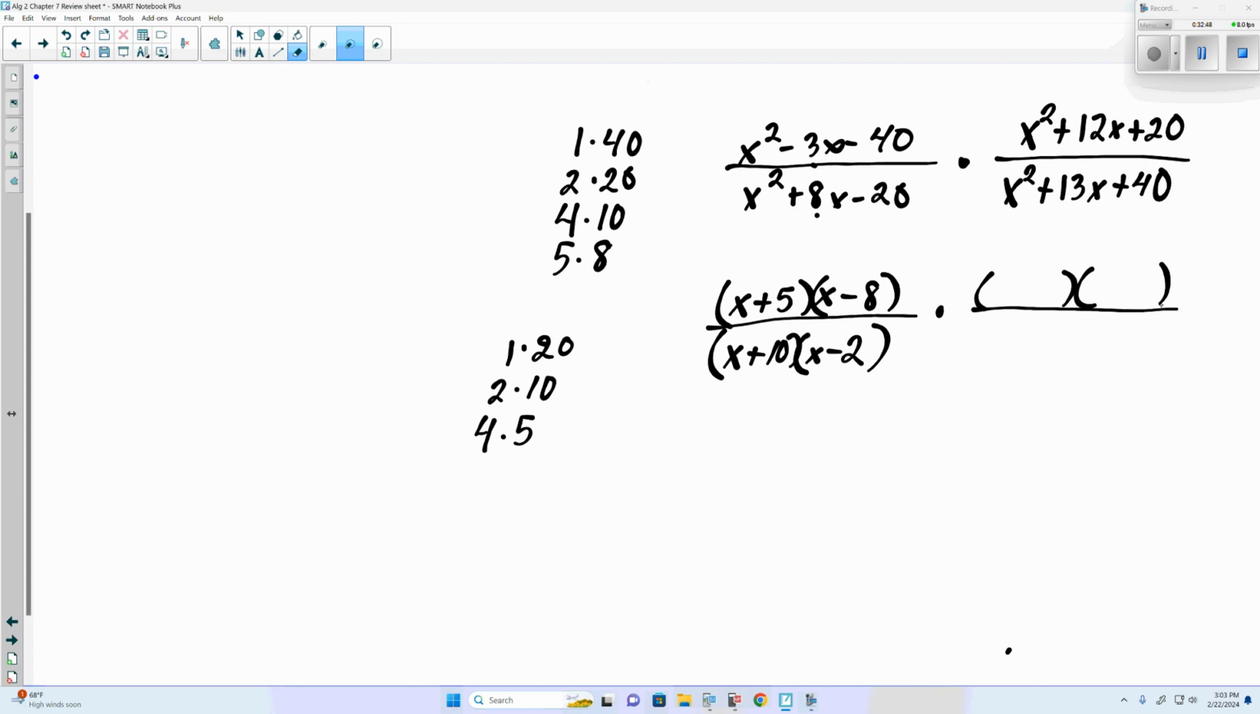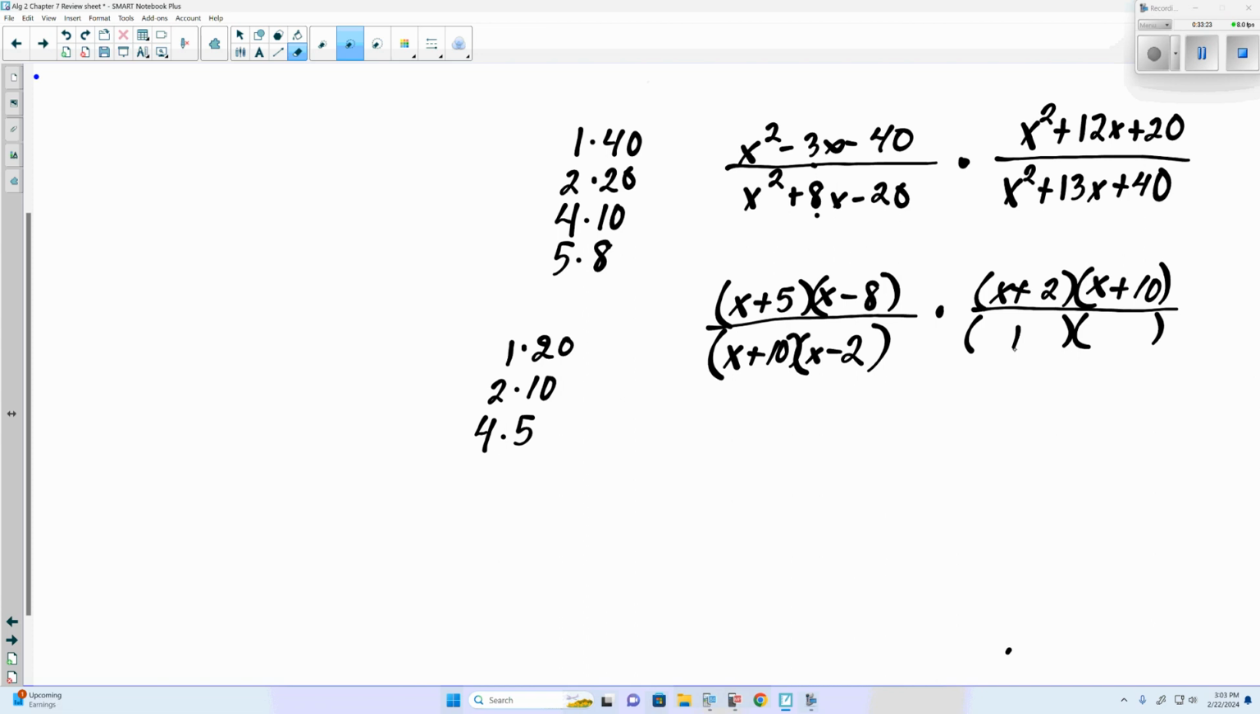But when we move over to the other numerator, our x squared plus 12x plus 20, since the third term is positive, the signs are the same and match the sign of the middle term, plus and plus. Factors of x squared are x and x. And the factors of 20 that we want are 2 and 10. Now doing that, we do get something in common on top and bottom this time. Now we need to factor the last one, x squared plus 13x plus 40.